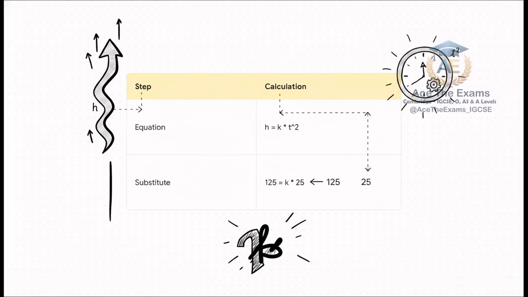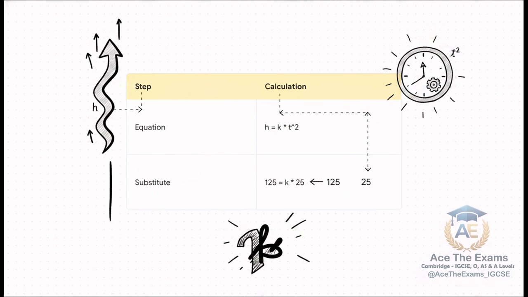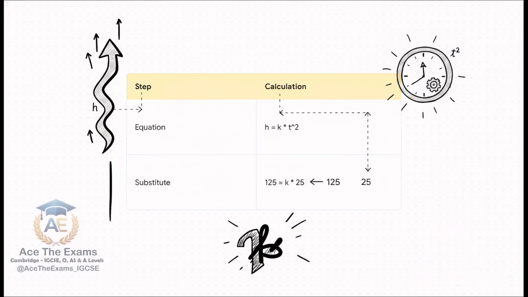Look at the correct calculation on screen. Step 1, equation is h equals k times t squared. Step 2, substitute 125 equals k times 5 squared. Step 3, simplify 125 equals k times 25. Do you see the difference precision makes? We didn't panic. We applied the PEEL framework. We provided the evidence, and we explained the math by simplifying 5 squared to 25.